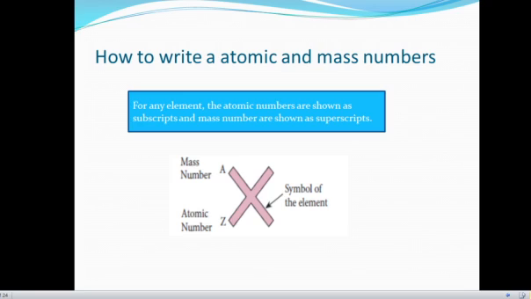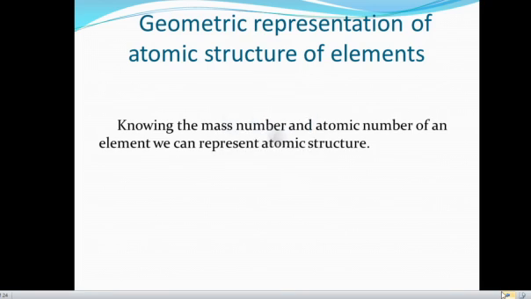See here, if an element is represented as X, the symbol of the element, the atomic number is shown as a subscript and the mass number is shown as a superscript. On the left side, at the top, it is the mass number, and if it is written as a subscript, it is known as the atomic number. The atomic number is represented by the letter Z and the mass number by the letter A. If we know the mass number and atomic number, we can easily write the geometric representation of an element.